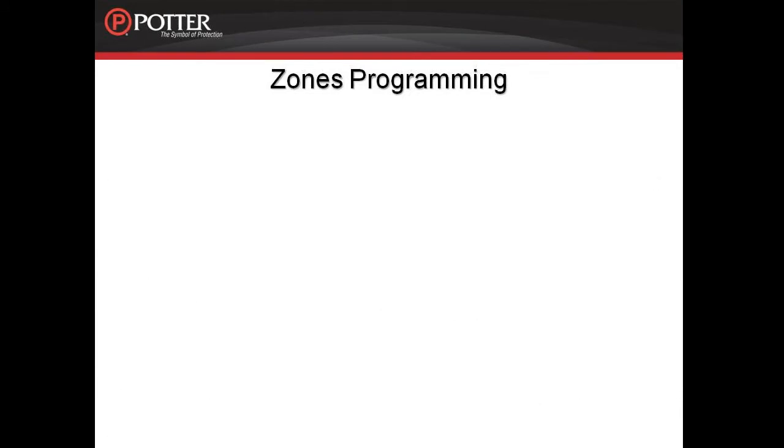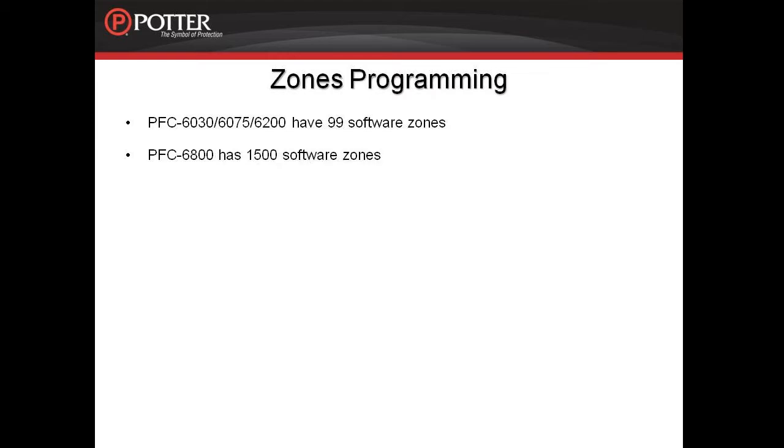The Zones tab is where we assign points to software zones and define software zone characteristics. The PFC-6030, the PFC-6075, and the PFC-6200 have 99 software zones available, while the PFC-6800 has 1,500 software zones. Each point on your system, smoke detectors, heat detectors, monitor modules, relays, NAC circuits, and I/O circuits, needs to be assigned to a software zone.